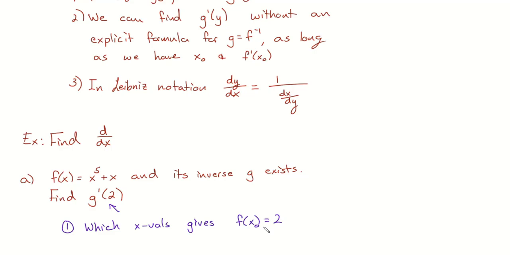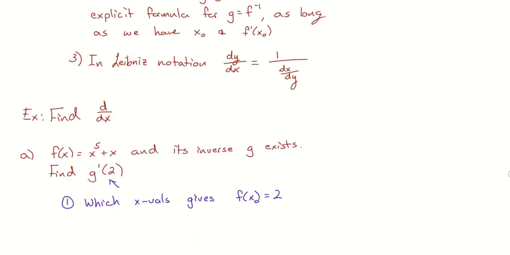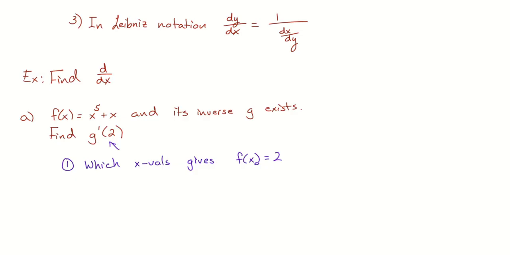Now, how do we even get that? What's f? And what do we want it to equal? So let's set it equal to 2. x to the 5th plus x equals 2. And I want to find out which x value this happens for, because I need the point (x, y) to be able to do the swap when I'm dealing with the inverse.